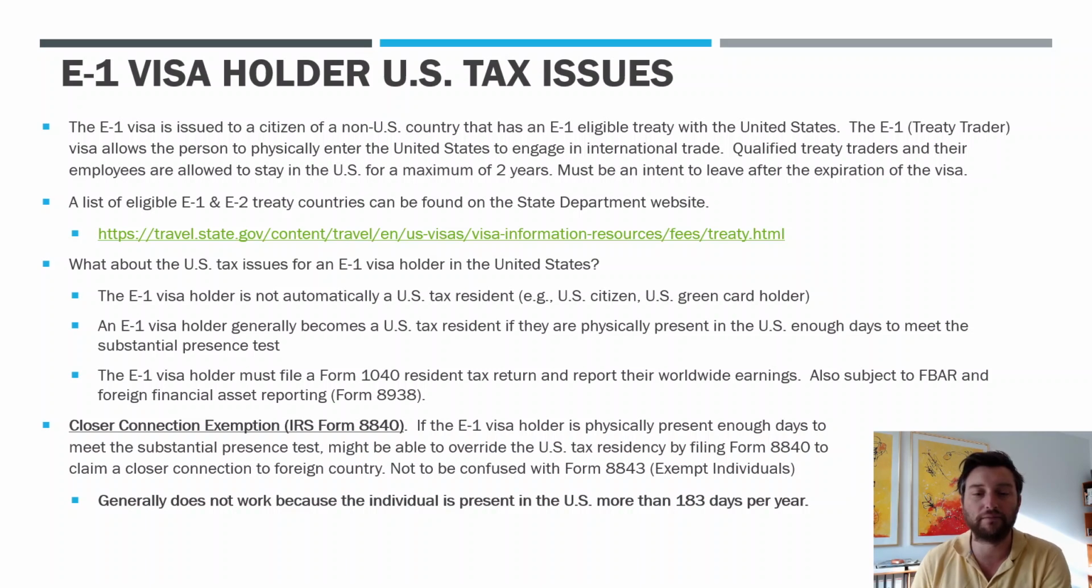So, very important, if you're in the U.S. as an E-1 visa holder, always count your days. Make sure that you are tracking whether or not you meet the substantial presence test. If you meet the substantial presence test in a current period, but you're under 183 days for that current year, you might be able to override the U.S. residency with this closer connection exemption form.